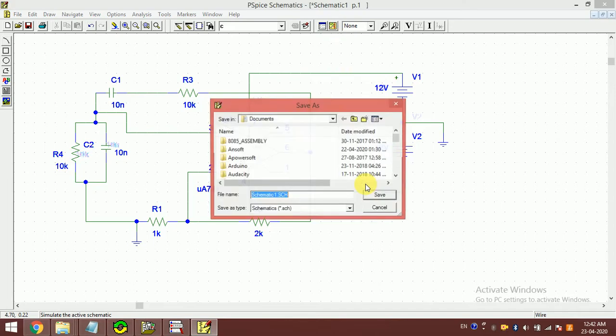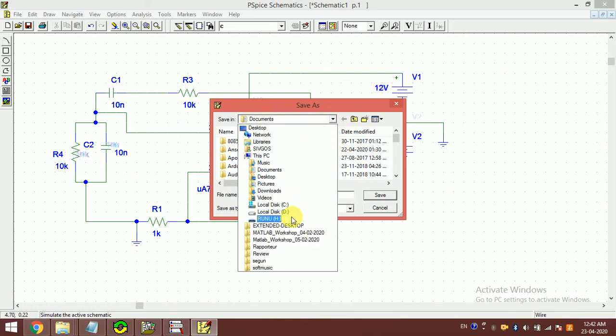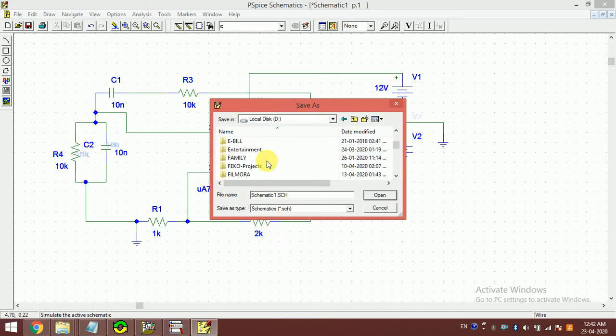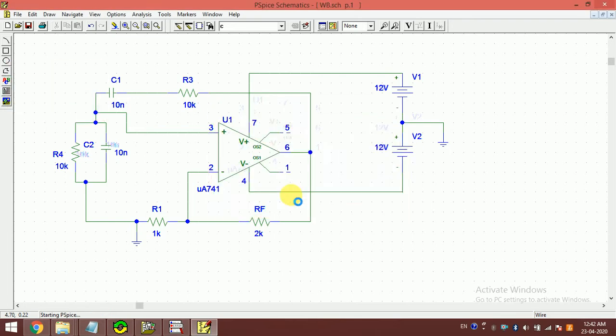I have to save it first. This is a good habit, to keep everything in a separate folder, because whenever you make a separate folder, it is easy to find. So let me make a folder for this Wein bridge. Let's name it WB, Wein bridge. Okay, so our simulation is done.